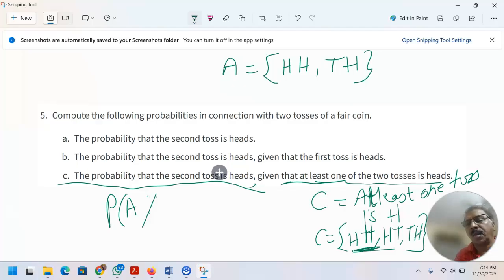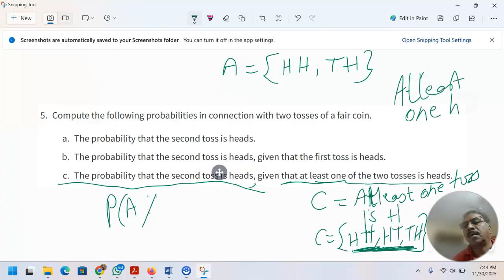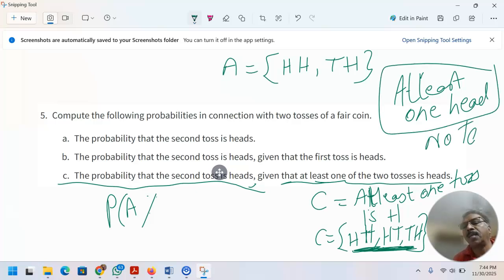At least, what is the meaning of "at least"? It means the opposite of no tails. So at least one head actually means no tail. That's what it means. It can have one head or it can have two heads also. That's why there are three of these.